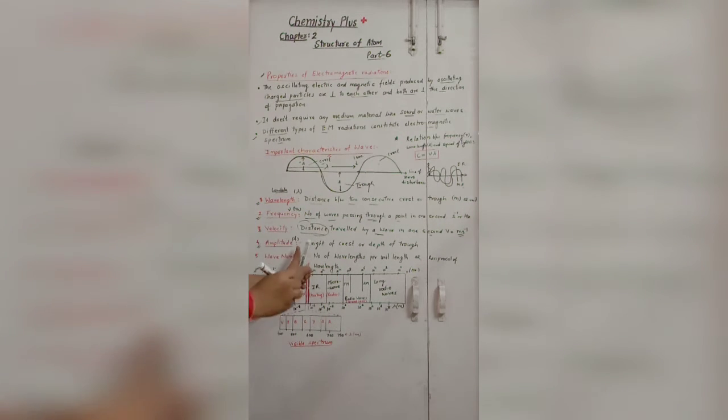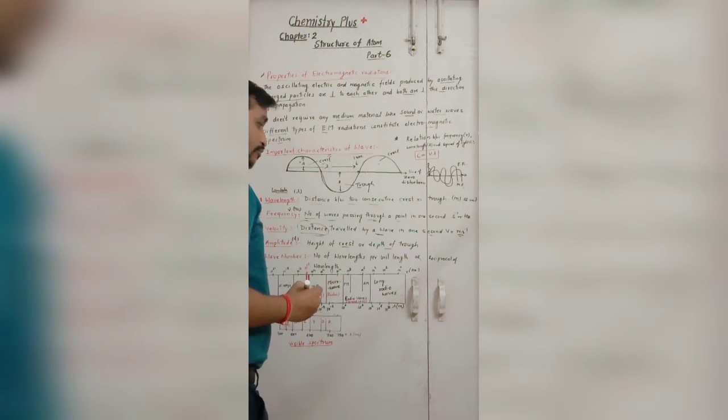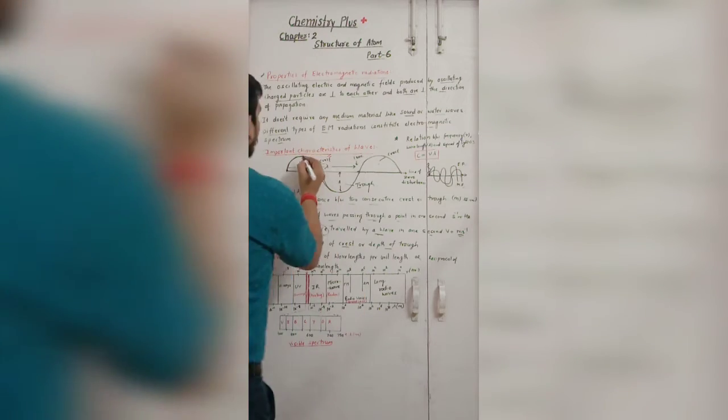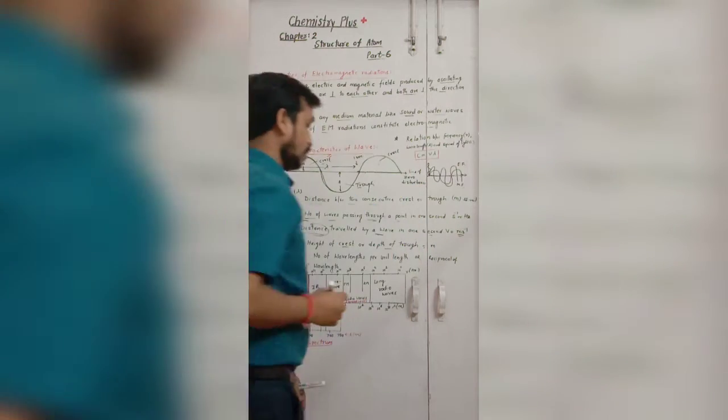Here the frequency symbol is nu. And the amplitude is denoted by capital A, which is the height of the crest or the depth of a trough. As we know, this is a length. Therefore, the SI unit of the amplitude is again meter.